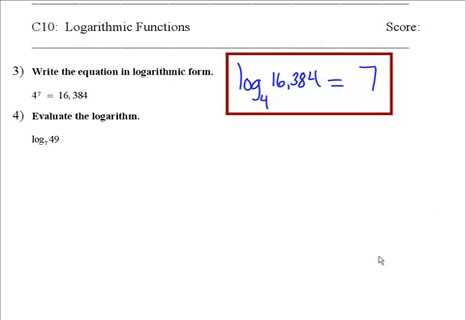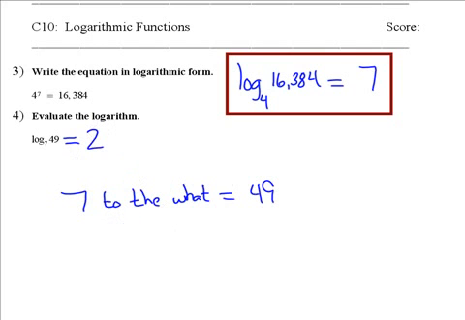Questions or discussion here? Number 4 says evaluate this. They want to know what this equals. Log base 7 of 49 equals something. The way to figure out what it equals is just ask yourself, 7 to the what is 49? What do we have to raise 7 to get 49? 2. So the answer there is 2. We're done.